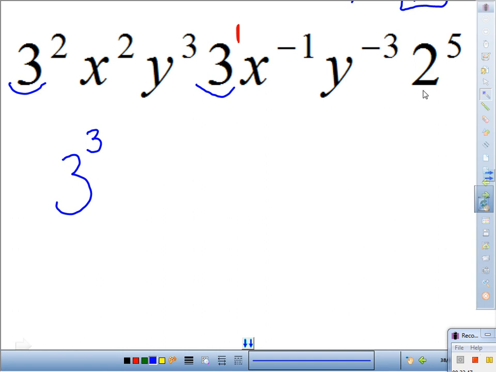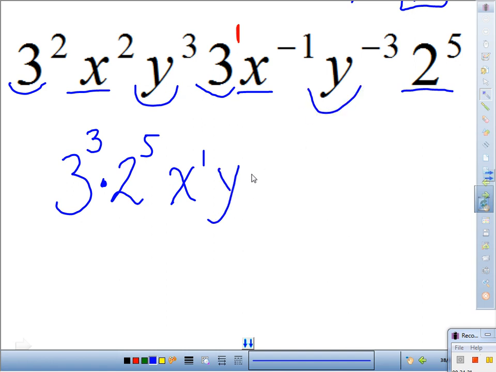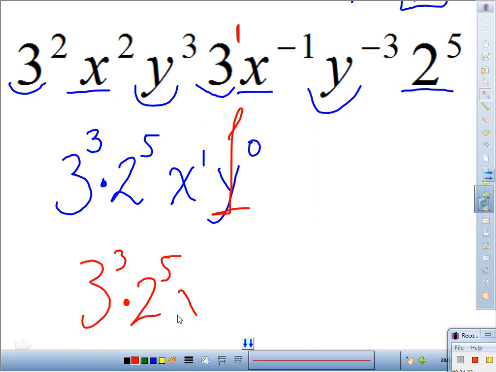Next. Is there another number? Is there another 2 anywhere? No. So I just write times 2 to the 5th. Why is it possible that I'm moving around the numbers? Commutative property. That is correct. Next, same bases, x to the 2nd and x to the negative 1. That gives us x to the 1st. Y to the 3rd and y to the negative 3rd. That's y to the 0, and therefore this becomes a 1. 1 times that, and we're left with 3 to the 3rd times 2 to the 5th times x to the 1st.